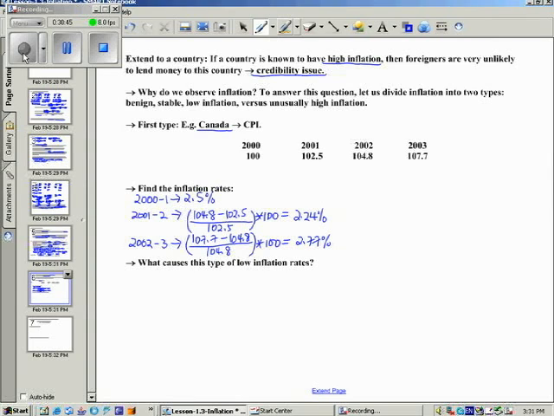What tends to actually cause this type of low inflation rates? Very simply because of wages. A lot of times unions, workers, when they negotiate for wage increases in terms of nominal wages, in terms of dollars, they tend to actually look back to inflation rates from previous years.